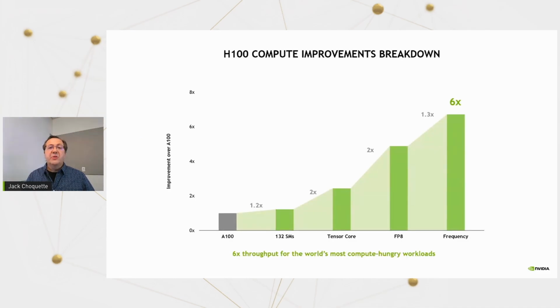This chart shows the cumulative compute improvements from A100 to H100. The increase in number of SMs provides a 22% increase. The 4th generation Tensor Cores provide an additional 2x improvement. Switching from 16-bit floating point to new FP8 format provides an additional 2x improvement. Finally, clock frequency provides another 30% increase. All combined, Hopper provides 6x throughput increase over our previous generation.